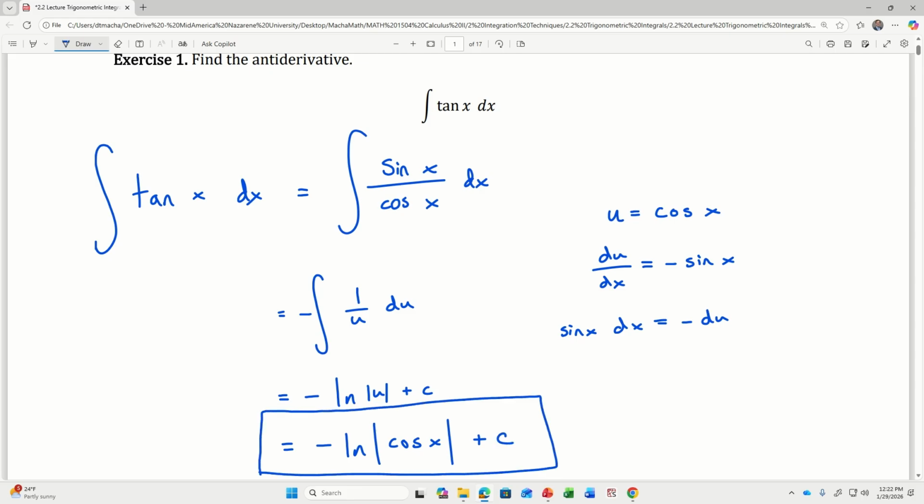And like I said, maybe you memorized that. And if you have that memorized, the only thing you need to do to prove to somebody that's true is you just take the derivative of negative natural log of cosine x using the chain rule. But if you didn't have that memorized, this is how you could rediscover that for yourself.